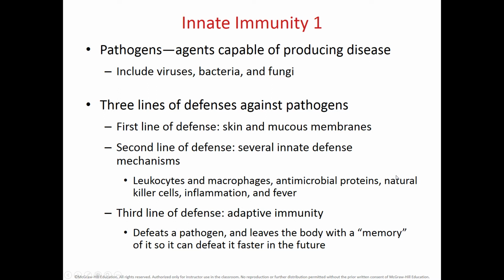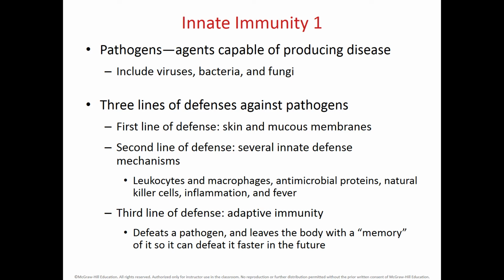Okay, so we are done with talking about the organs of the lymphatic system. Now let's talk about the different types of immunity that these organs and cells of the lymphatic system provide us. So first, let's talk about the pathogens. Pathogens are agents that are capable of producing disease. They will be microorganisms, including viruses, bacteria, fungi, protozoans.